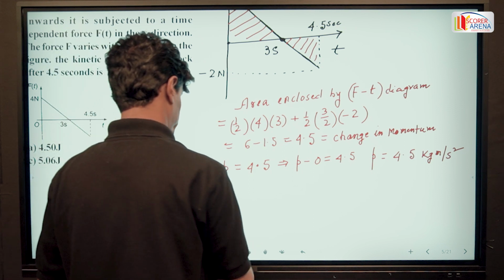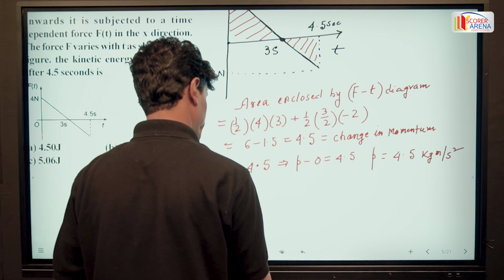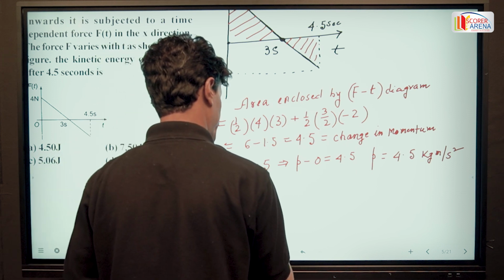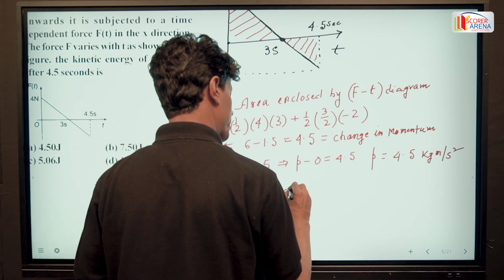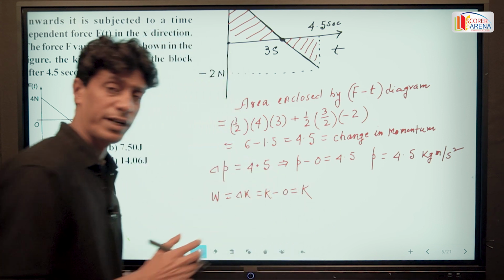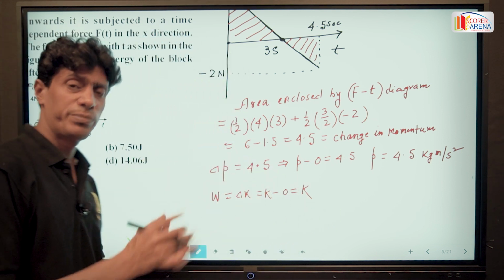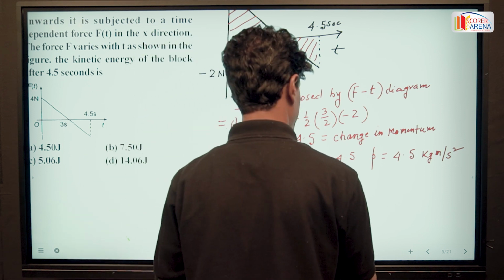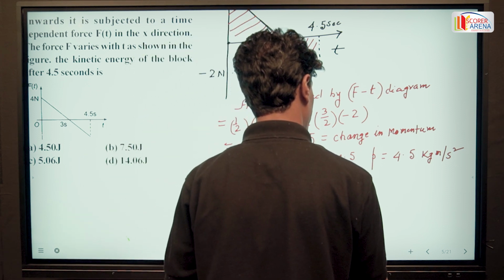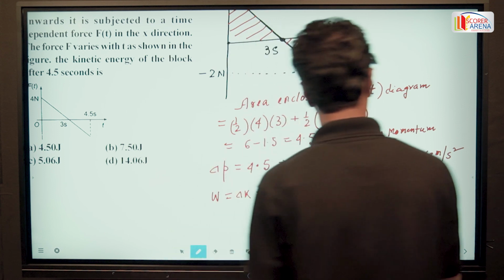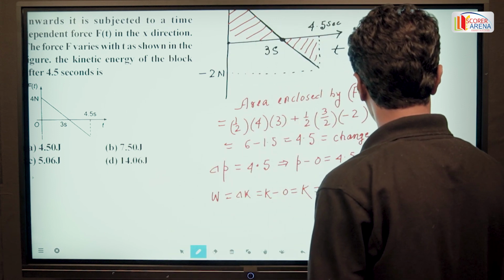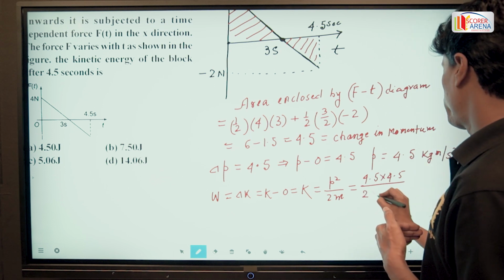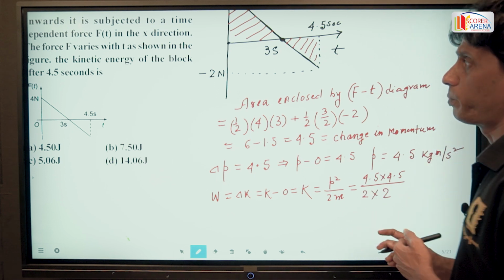And we know from the previous problem some work is done on the body. This means the change in kinetic energy, K minus K_i, is equal to K. So this is the final kinetic energy, and the simple relation between the kinetic energy and momentum is actually P square by 2m. So therefore this is 4.5 into 4.5 by 2 into 2 kg of mass.